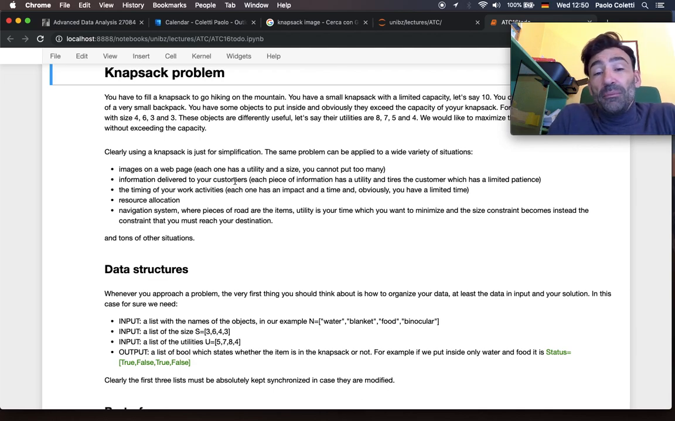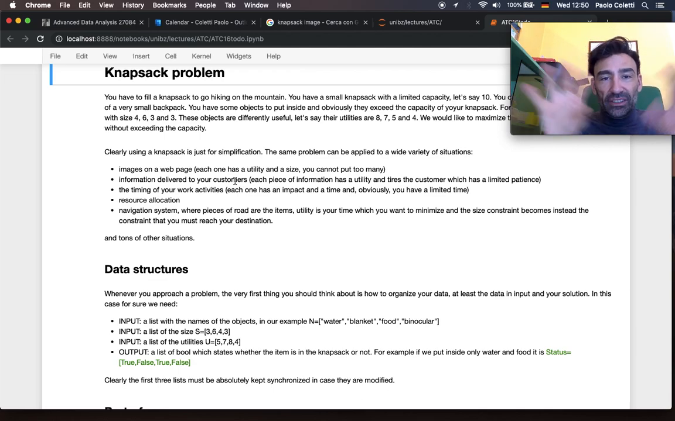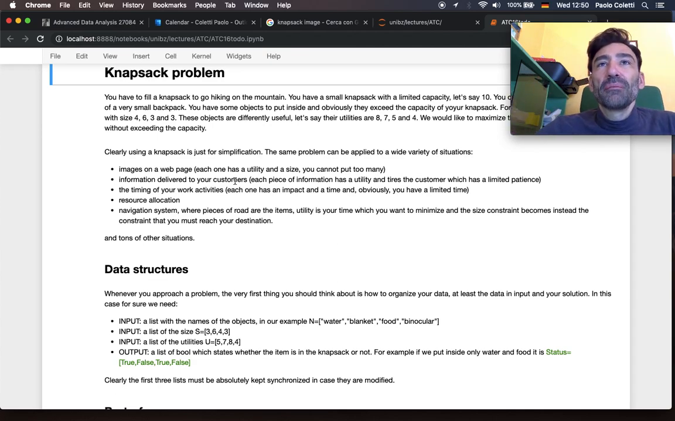For the timing of your work activities, you can imagine your work activities have a size in time. You have a maximum time.